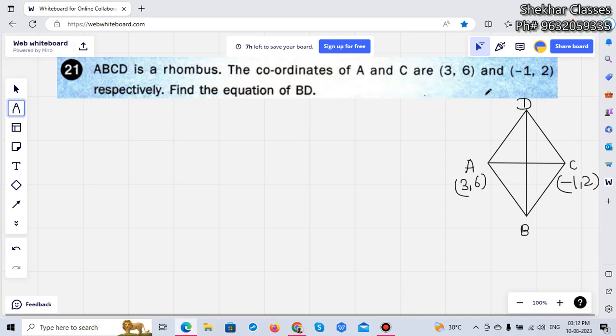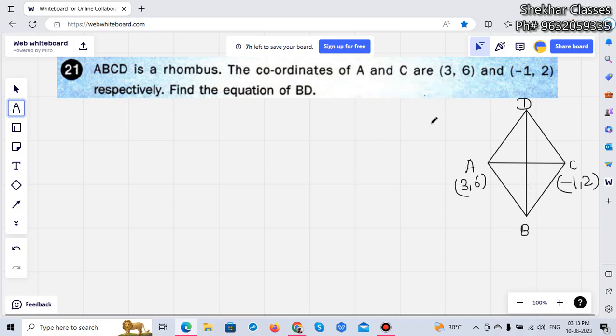ABCD is a rhombus. The coordinates of A and C are (3, 6) and (-1, 2) respectively. Find the equation of BD. See, they have given the coordinates of A and C of this rhombus. We have to find the equation of BD.